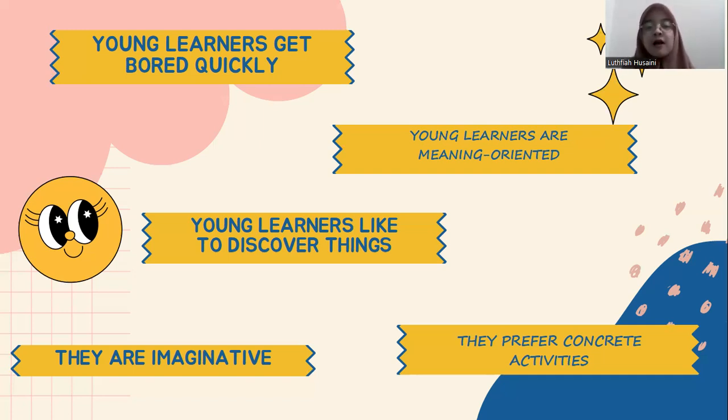The fourth characteristic is they prefer concrete activities. Concrete here means young learners like to do activities that they can do in real life. They can see the things, they can hear, they can imagine it, they can feel it in their hands. So young learners prefer concrete activities. And the last characteristic is they are imaginative.